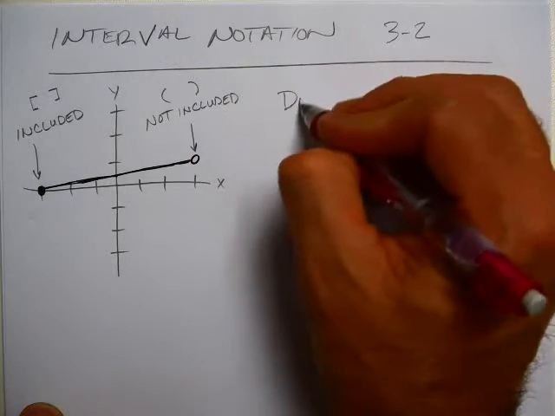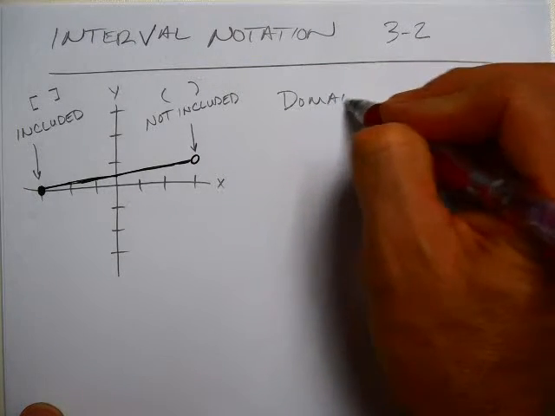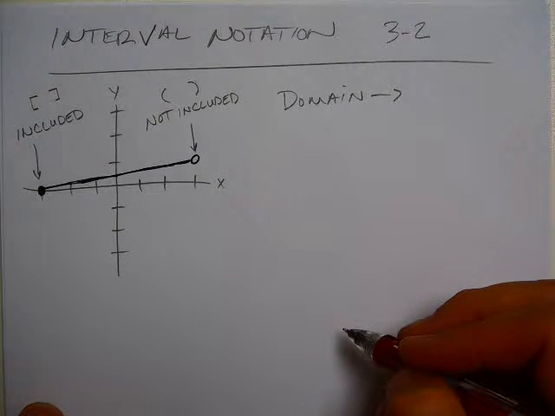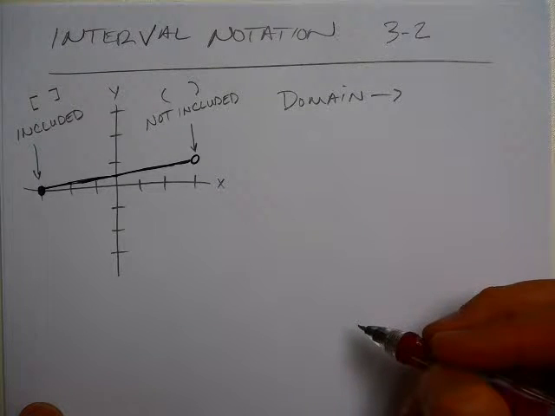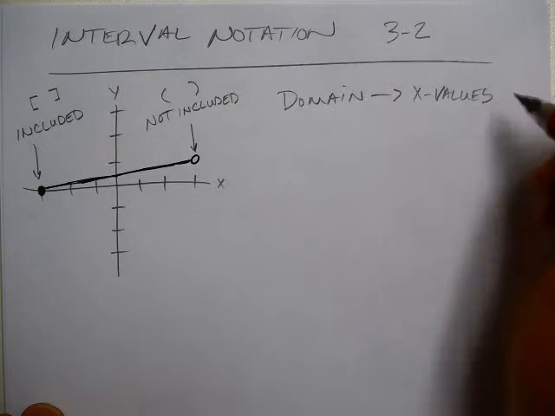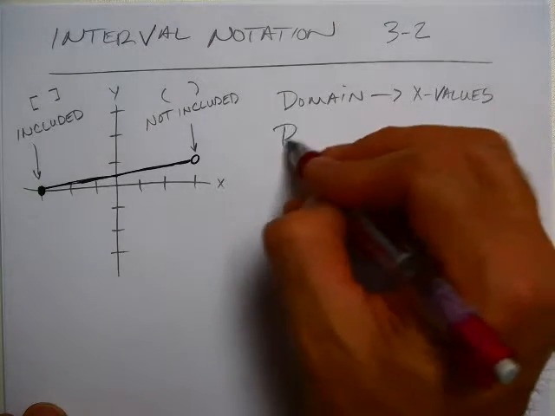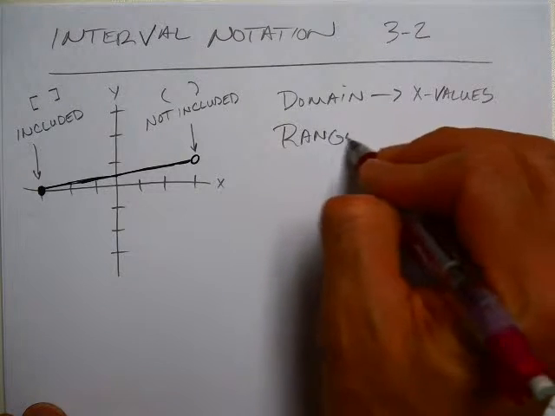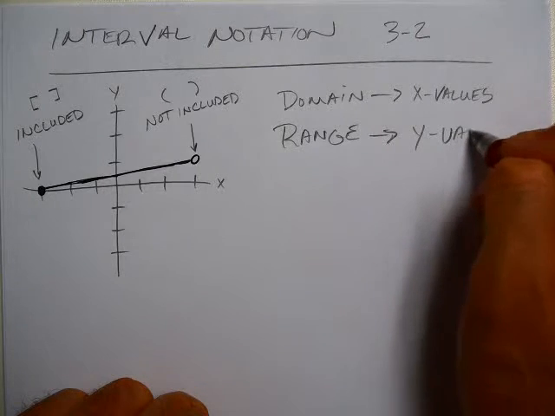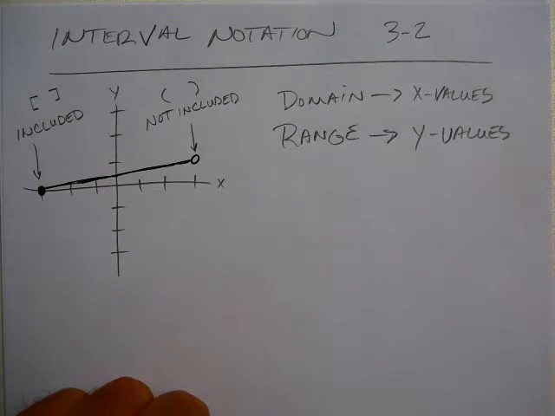So the domain, quick reminder, is the what? It's the x values of a set. What x values are in the function? And the range then is exactly the y values. And they could be limitless or they could be limited. In this case, they're limited.